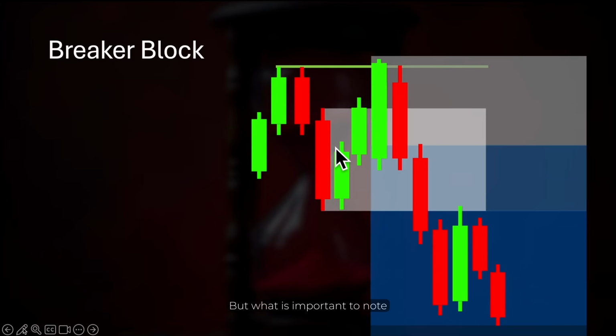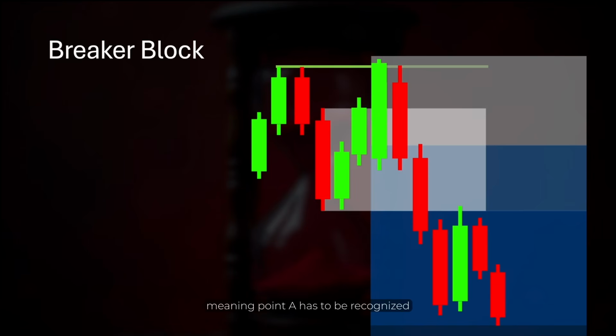But what is important to note is that when it comes to breaker blocks, it's important that you begin looking for these from your point of interest, meaning don't go into the charts and simply say, oh, I see a breaker block, therefore it's a trade. No, that right there is a common misconception which a lot of people make. Look, you must understand that the logic from point A to point B is ruling.